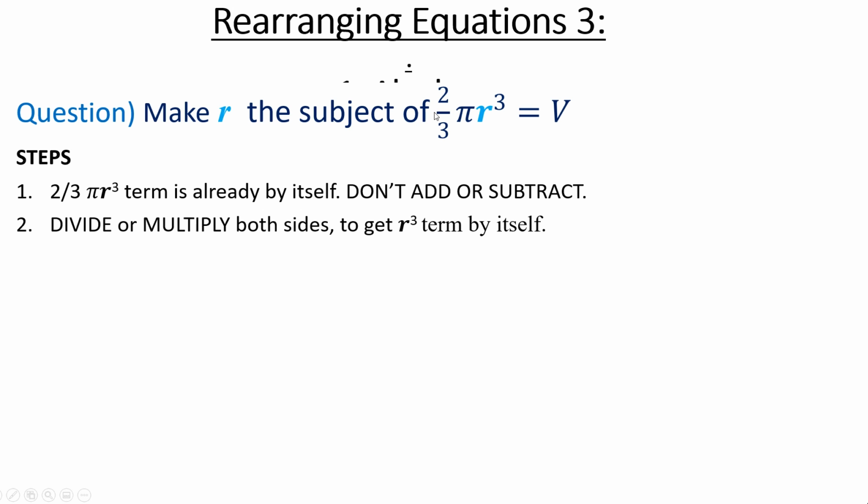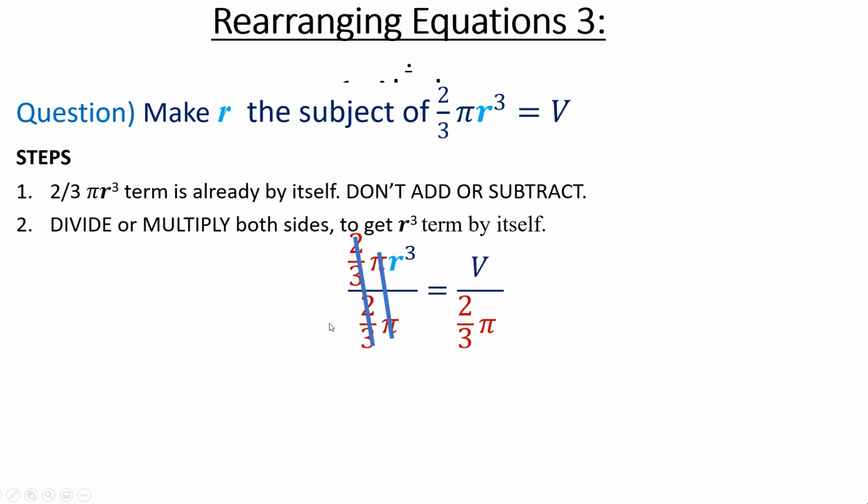Well, what do we need to get rid of then? Well, we got this 2/3 pi, right? So we got to divide both sides by 2/3 pi. So we got 2/3 pi r cubed over 2/3 pi equals v over 2/3 pi. Now the 2/3 pi cancels out, and we're left with r cubed equals v over 2/3 pi.